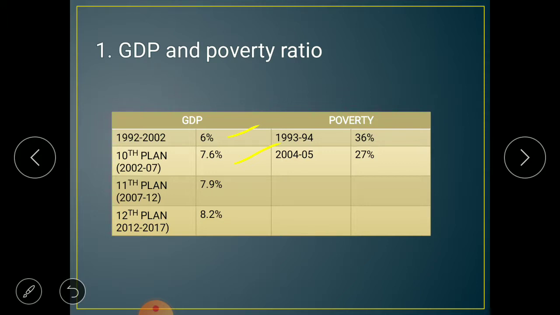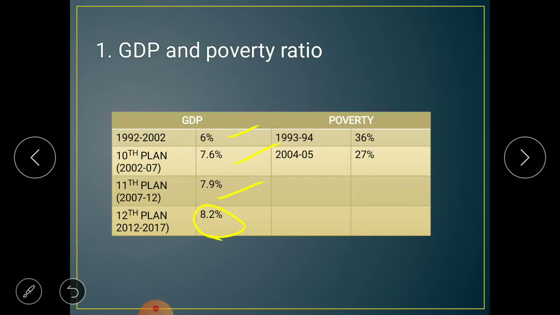Again, our GDP increased from 7.6% to 7.9%, means 0.3% increase during the 11th 5-year plan. The duration of 11th 5-year plan is 2007 to 2012. If we talk about 12th 5-year plan, means from 2012 to 2017, our GDP has recorded a historical rate, that is 8.2%, a very good GDP rate recorded in India, which was not experienced in the past in India.